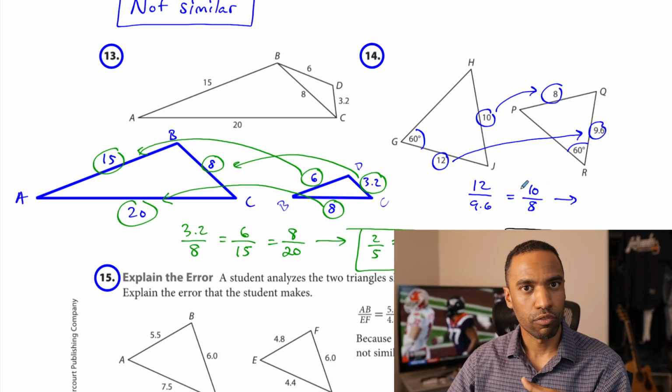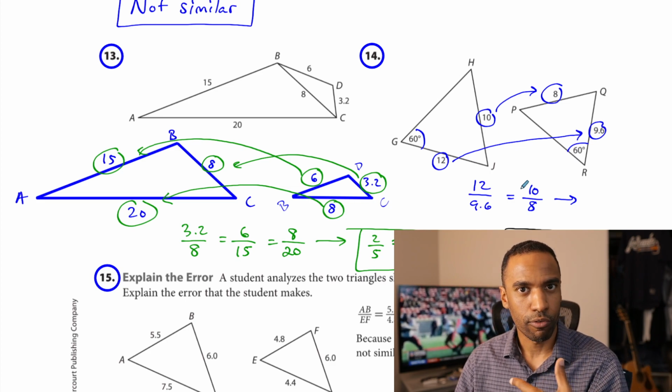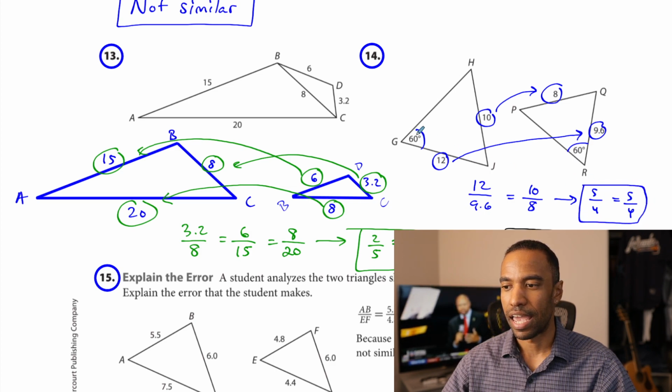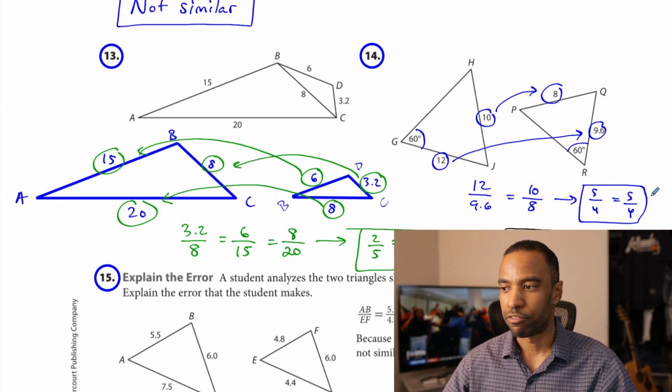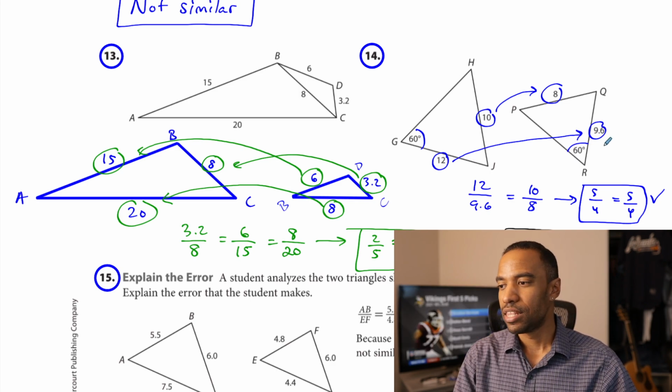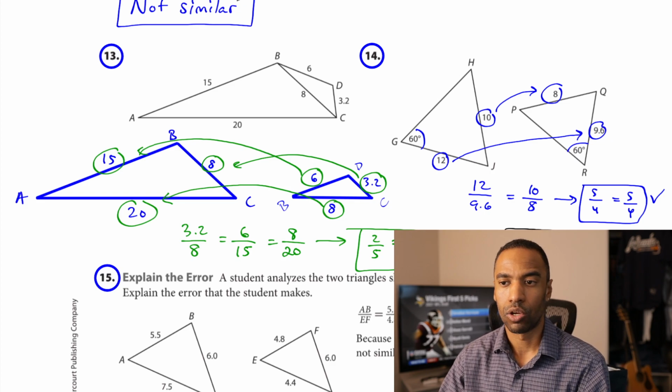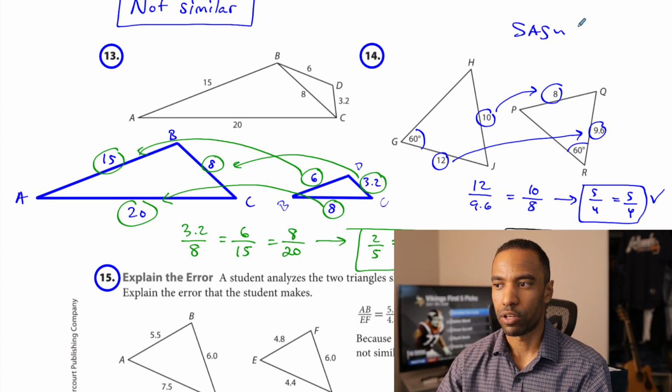This is 120 over 96, which you divide by 24, you get 5/4. And 10 over 8 divided by 2, you get 5/4. All this checks out, guys. I have congruent angles here. I have proportional sides here. This looks like a thing ready for side angle side, right? Side angle side. That these two triangles are similar.